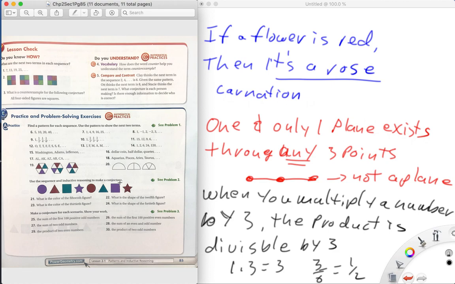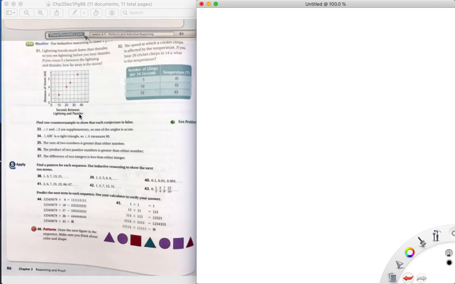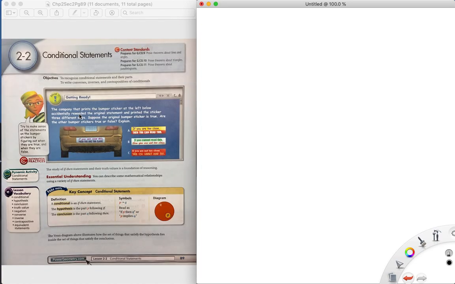Look at patterns. Based off the patterns, can you make a conjecture or not? And if you make a conjecture, can you make a counterexample? Alright, this is the crux of proofs, the beginning of the different world of proofs. Section 2.